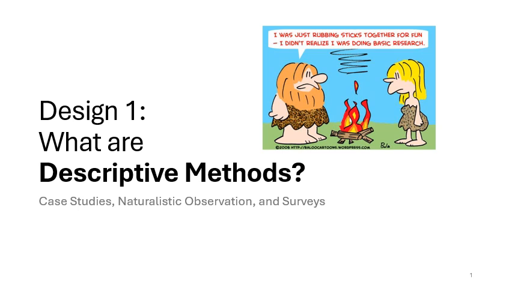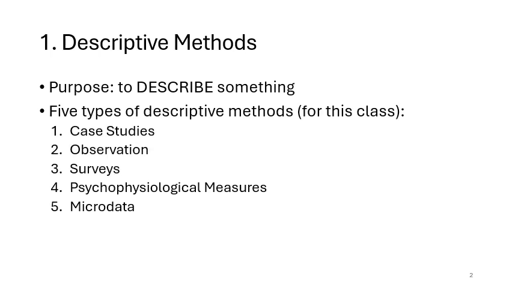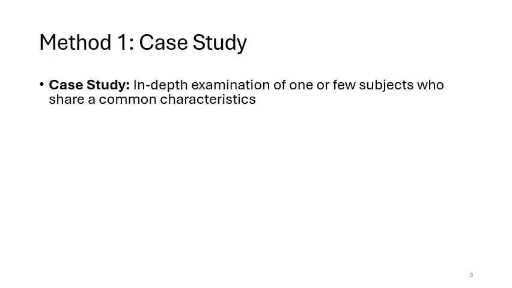So the first design are those descriptive methods. We'll talk about case studies, naturalistic observations, surveys, and more. So the purpose is to describe something, that first goal of developmental psychology. And for this class, we're going to be talking about 5 types of descriptive methods: case studies, observation, surveys, psychophysiological measures, and microdata. The last one is not in your book, but I want to bring it forward anyhow.